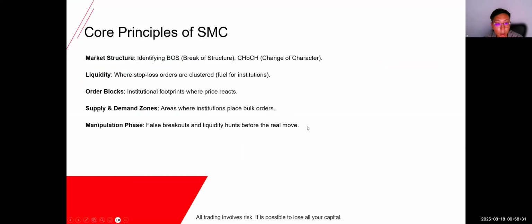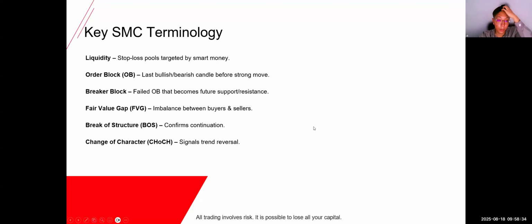Okay. Next thing. So the last part of it, I'll talk about the last part and then after that we will go through examples on TradingView itself.